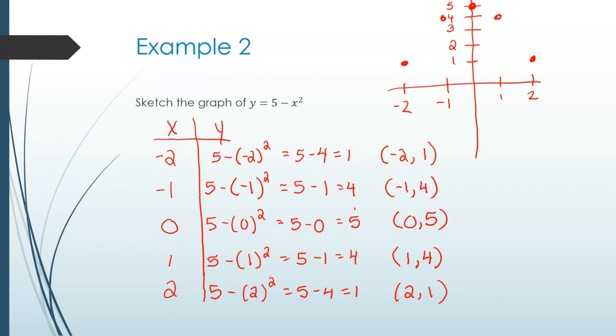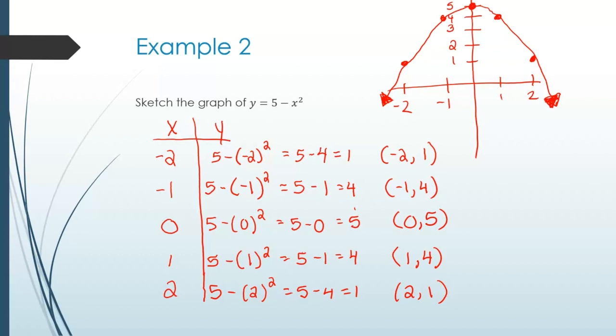And then you connect those to get your shape. So if you were just trying to connect it, you get something that looks like this when you're connecting them. And that would be your sketch. And I put arrows because basically this goes on forever. The graph, when you graph an equation, it never really ends. It goes on forever.